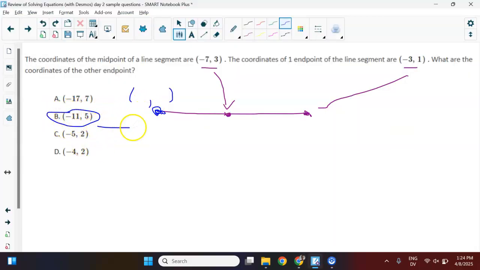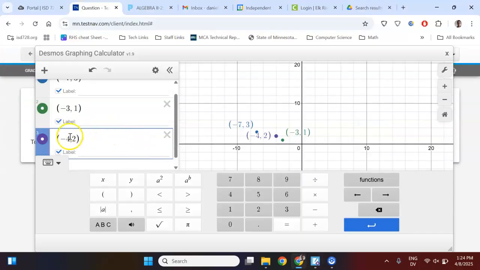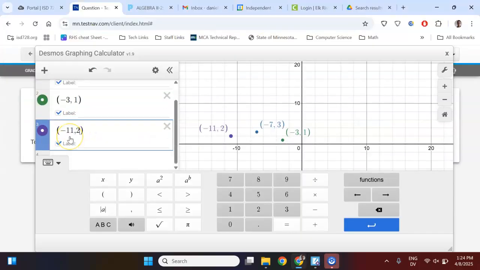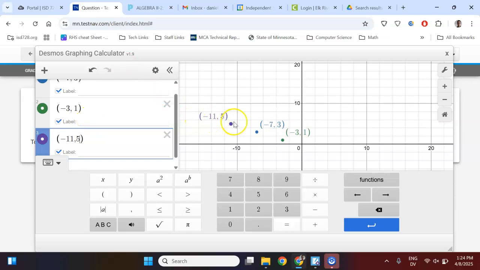And again, it's the endpoint on the other side of it. So just to show you again what it looks like, -11, 5. Now, this is the midpoint, there's an endpoint, and this would be the other endpoint if you extended the line out so that these segments would be the same.